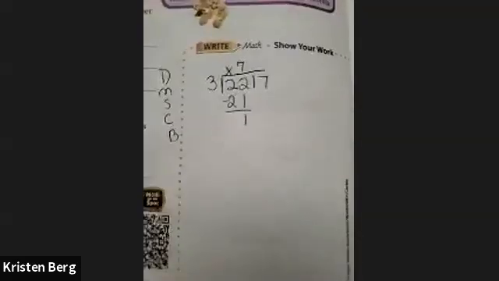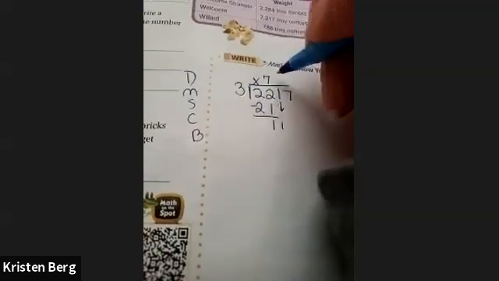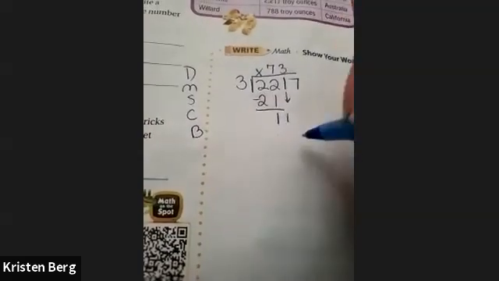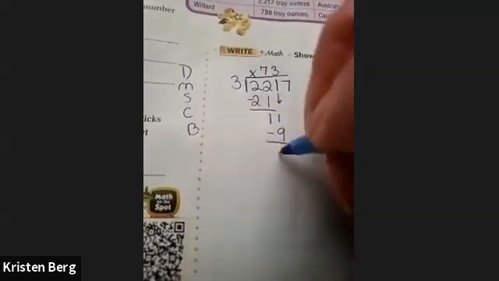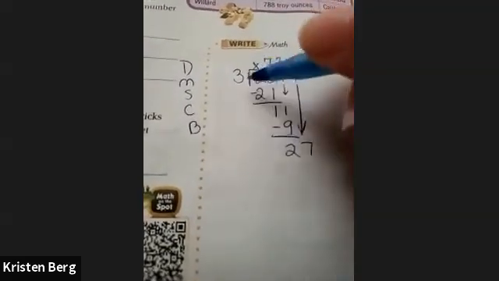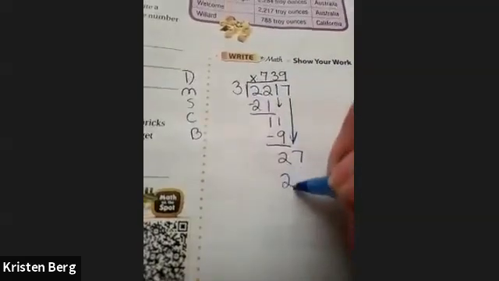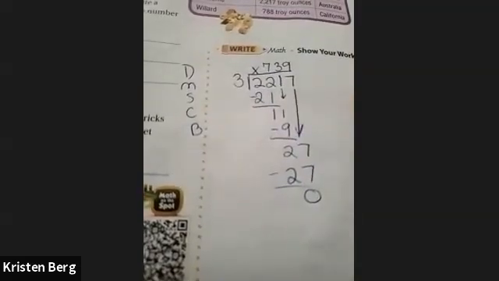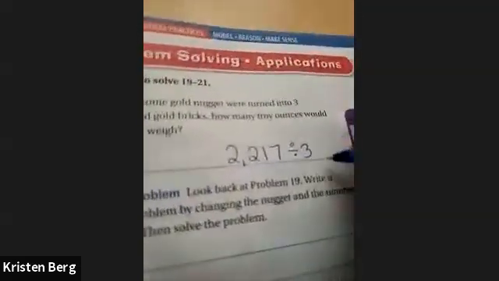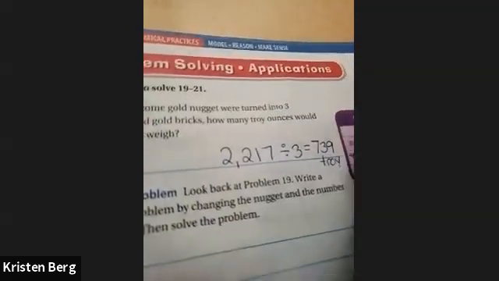So then how many 3s will go into, if you brought down that 1, you should have an 11. How many 3s can go into 11? That would be 3 times. 3 times 3 is 9. That would be a 2. Check it. We are okay. So then we can bring down our 7. How many 3s will go into 27? You should have said 9. 9 times 3 is 27 with nothing remaining. So therefore, we should have had 739 troy ounces per brick.